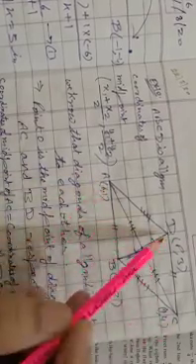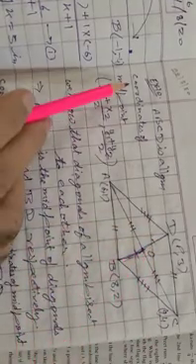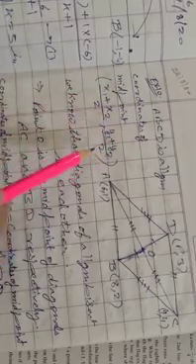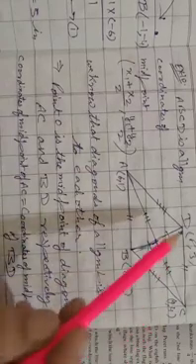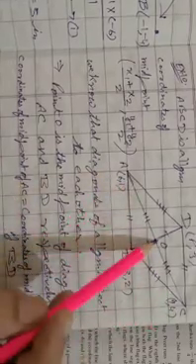AC and BD. Now the formula of midpoint: coordinate of midpoint is (x1 plus x2 upon 2, y1 plus y2 upon 2). We know that diagonals of a parallelogram bisect each other. Point O is the midpoint of diagonals AC and BD respectively. Coordinate of midpoint of AC is equal to coordinate of midpoint of BD.